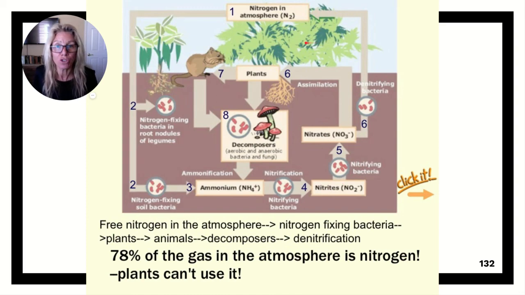This is what gets served to plants, and then animals can eat the plants, and then decomposers work on everything, and then it returns it back to the decomposers, look right here, to ammonium again. And then you have denitrifying bacteria who will return it back to the atmosphere.